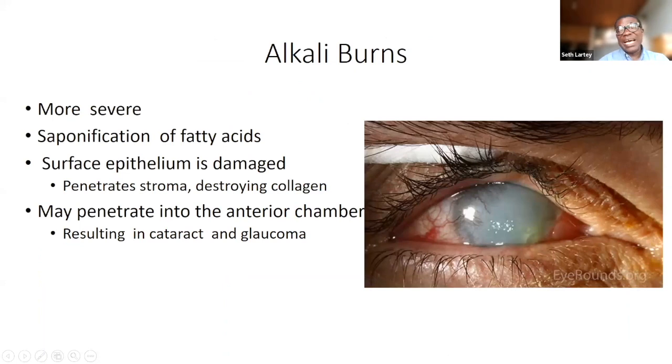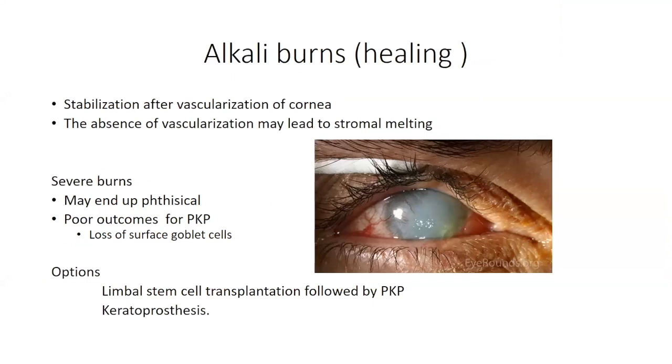Now, alkaline burns are more severe because alkali causes saponification of fatty acids, destroys the lipid in the epithelium, and so the surface epithelium is damaged. It penetrates into the corneal stroma, destroying the collagen, and may even penetrate into the anterior chamber, resulting in cataract and glaucoma. And so when the cornea vascularizes, then it's more stable. And the absence of vascularization may lead to the stroma melting.